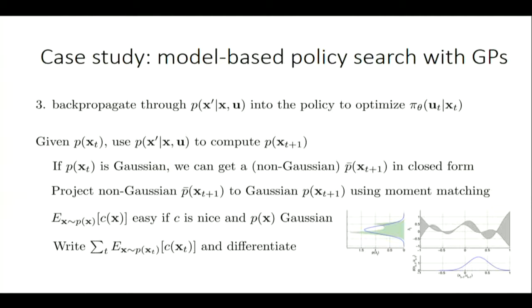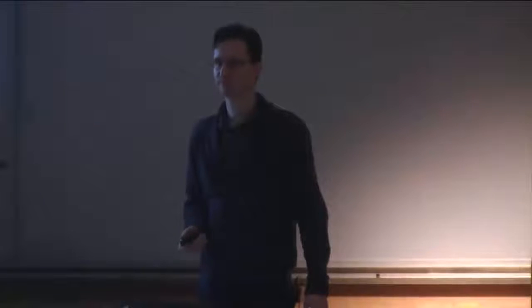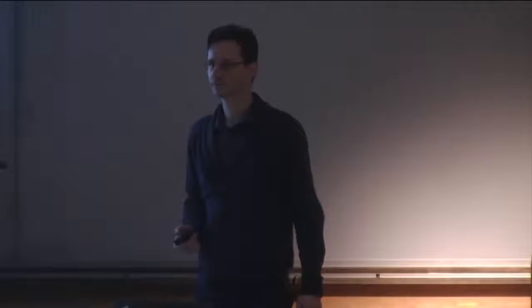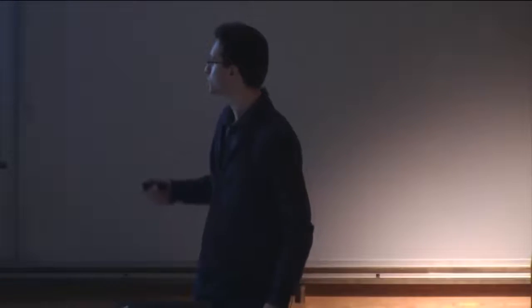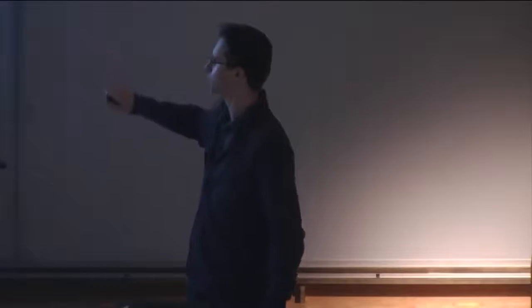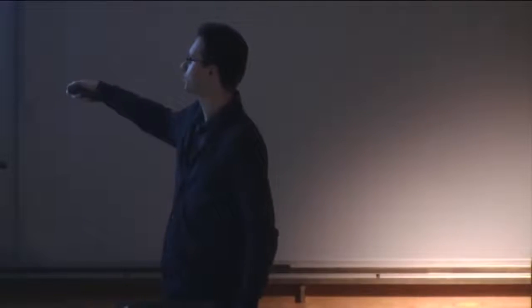Yes? When you say that p(x_{t+1}) is non-Gaussian, how are you actually getting that distribution? Is that from data? No. So there's no data at this point. So this is just step 3. So you've already trained your dynamics model. Your dynamics model is a Gaussian process.